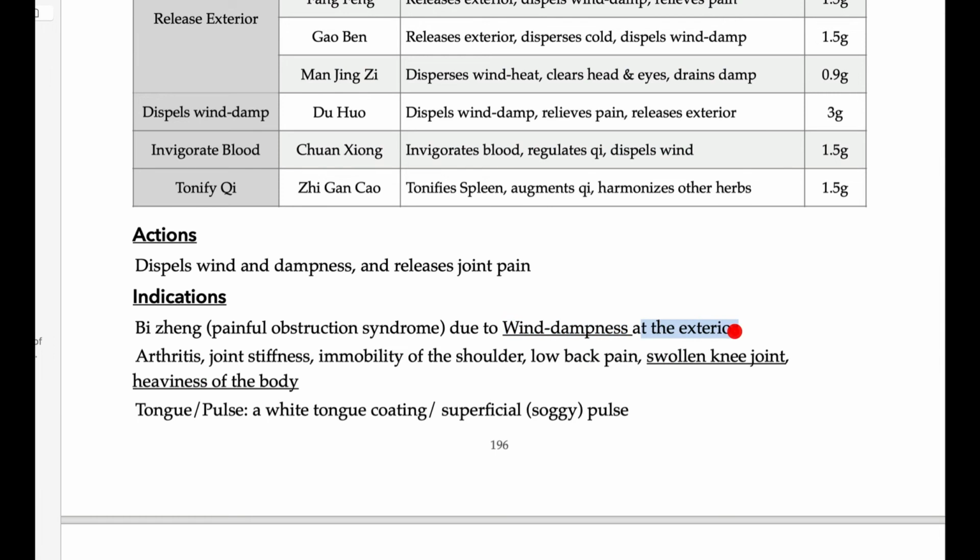At the exterior. So it has a lot of herbs like Fangfeng to release exterior. Symptoms: arthritis, joint stiffness, immobility of shoulder, low back pain, and swollen knee joint. So signs of dampness. And heaviness of the body, a sign of dampness. White tongue coating means white without heat. And superficial, soggy pulse. Soggy means dampness, but not necessarily superficial.